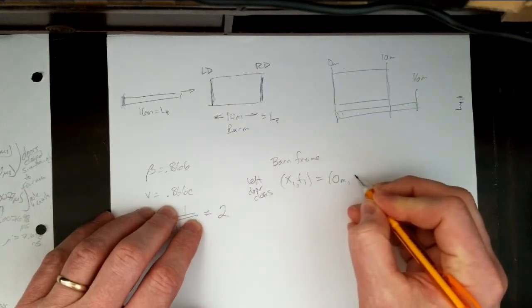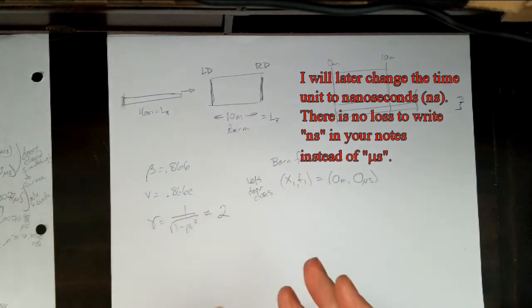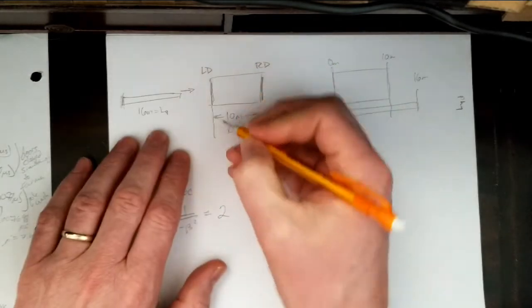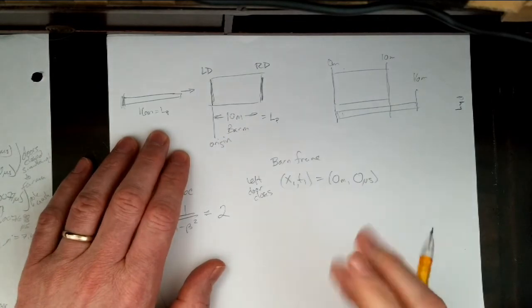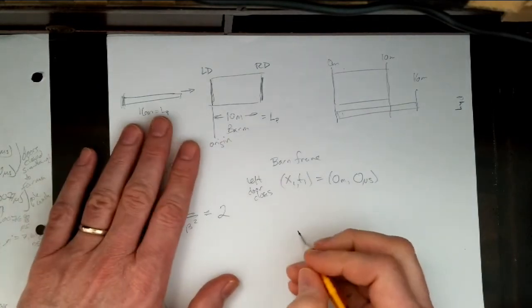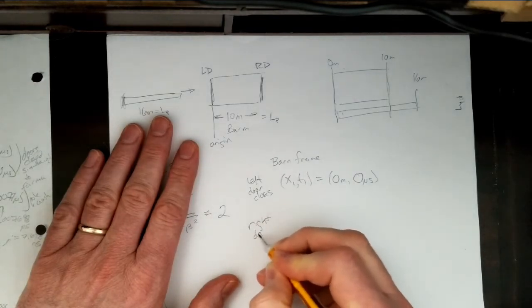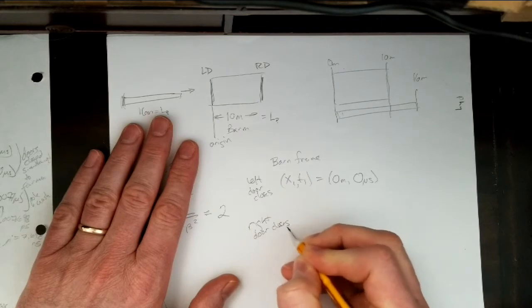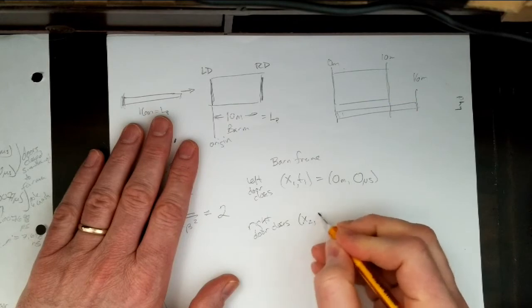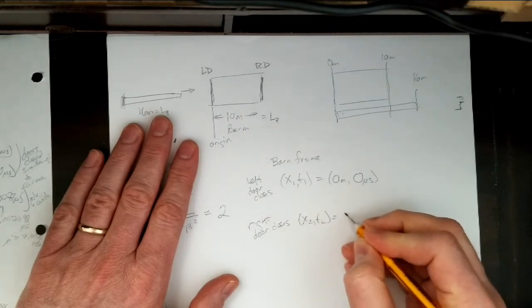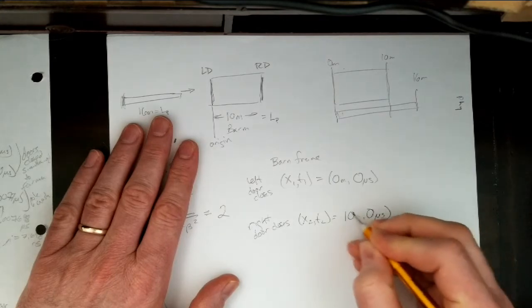That's 0 meters and 0 microseconds. So this is when we're establishing, from the barn point of view, my origin. And when the left door closes, we establish that's when time is equal to 0 for the barn. The right door closes at some time x2, t2. And that's going to happen at 10 meters and 0 microseconds.